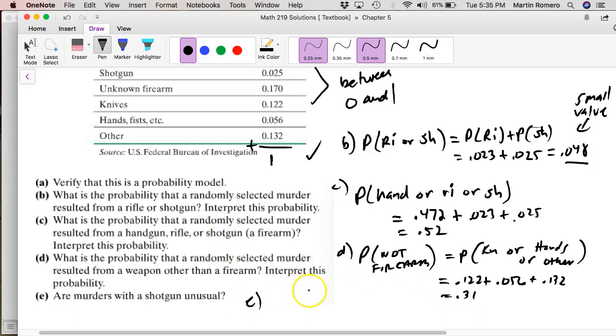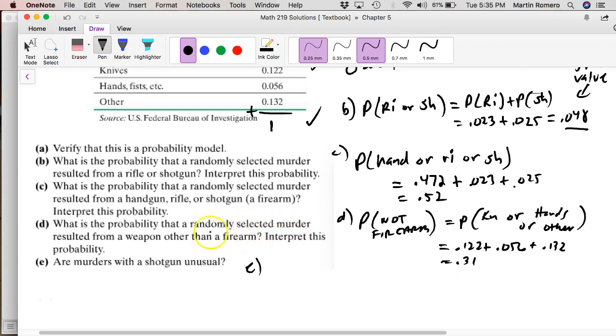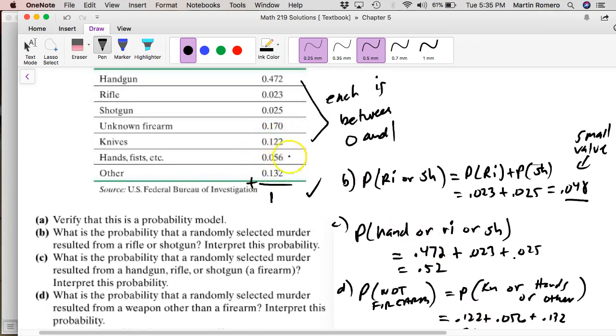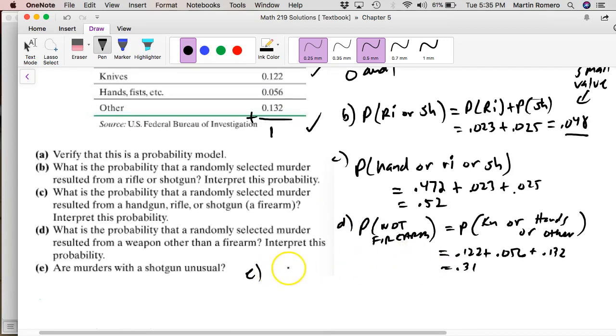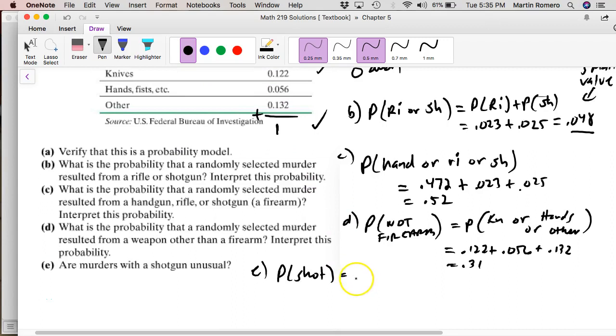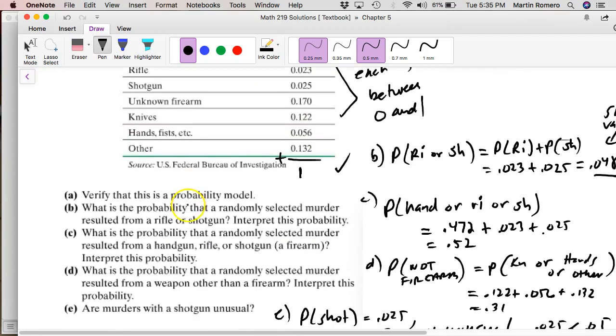Okay, and then E, interpret this probability. That means there's a 31% chance that someone would be murdered with a weapon that's not a firearm. And then part F, are murders with shotguns unusual? The probability of getting murdered with a shotgun is equal to 0.025. So this is unusual. Why? Because 0.025 is smaller than 5%. There's problem number 25.